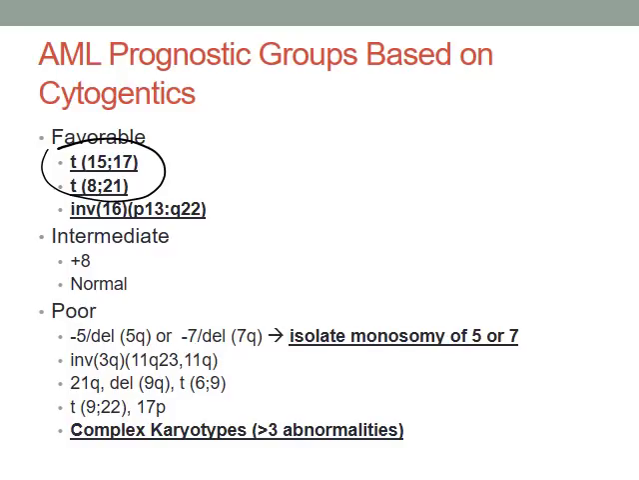It's also important to know some of the poor prognostics for AML. I have a couple of them listed here for you. The one that I'd like you to be most familiar with is this isolated monosomy of either the 5th or the 7th chromosome. Also knowing that if it's a really complex karyotype, meaning that it has multiple abnormalities, greater than 3 is considered a poor prognostic indicator.